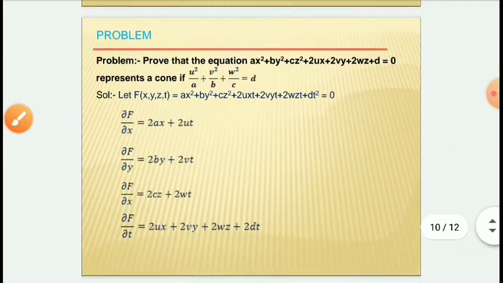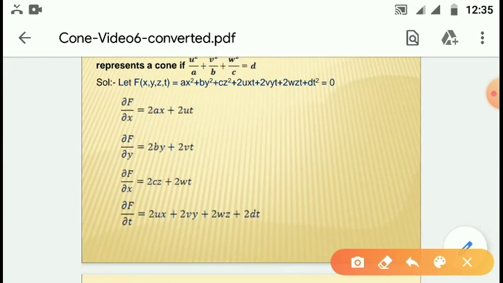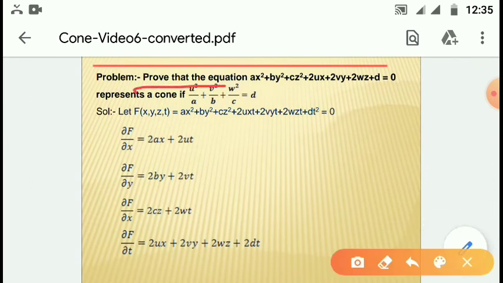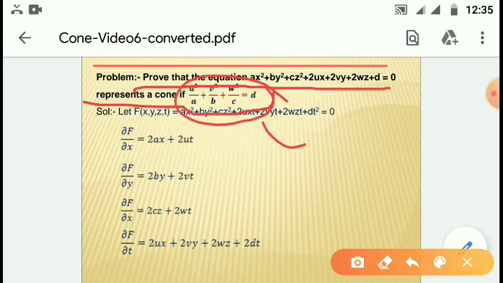See another problem. Prove that the equation ax square plus by square plus cz square plus 2ux plus 2vy plus 2wz plus d is equal to 0 represents a cone if u square by a plus v square by b plus w square by c is equal to d. If this condition is satisfied, we have to show that this equation represents a cone.